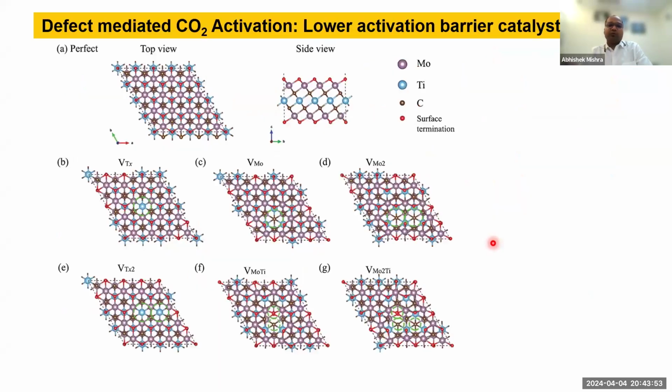Let me show you some fascinating results on this. We tried to design defects on these MXenes, and we explored all possibilities here. This is the pristine MXene, and here the vacancy for titanium, molybdenum, and here we removed two molybdenum atoms. Here is a dual vacancy, and here one molybdenum and one titanium.